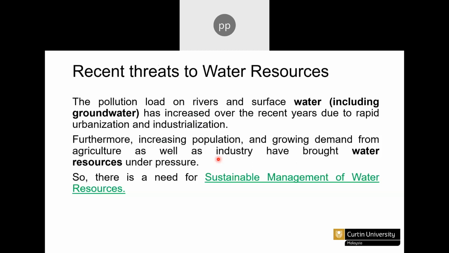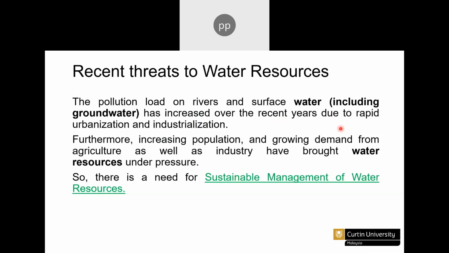Okay, so in the last two slides I gave the importance of water, how this water can originate, and how this water can circulate in different areas by different processes. But if you see the recent updates and the recent research done on water resources, of course there are some threats or worries about the water resources in terms of quality as well as quantity. The pollution load on the rivers and surface waters, including the groundwater, has increased over recent years due to rapid urbanization and industrialization.